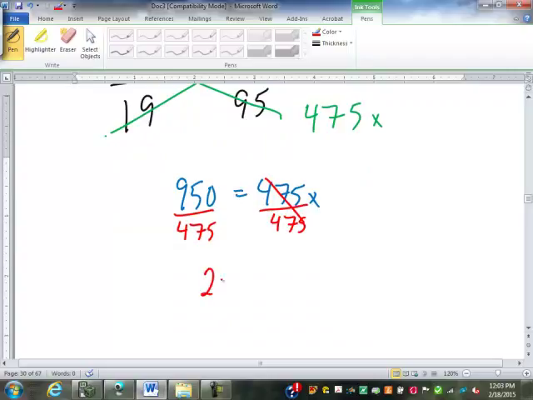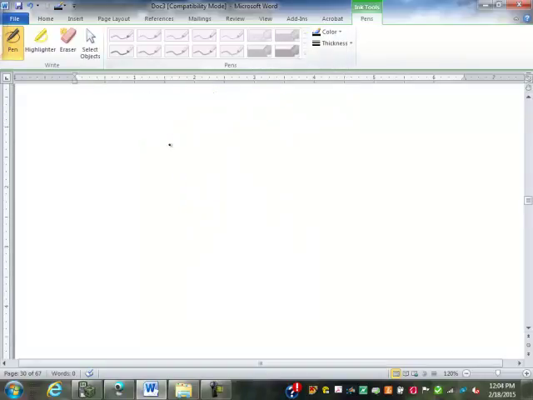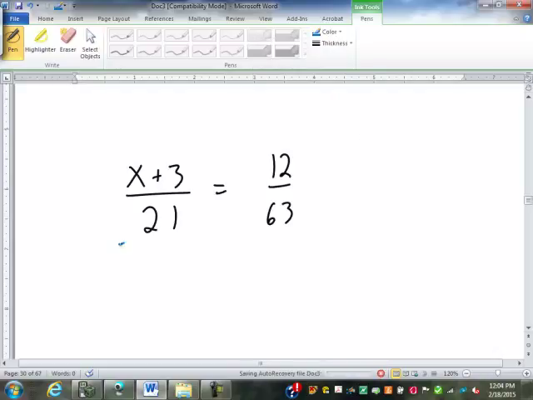So we get 2 equals x. Another proportion we can run into might look like this. X plus 3 over 21 equals 12 over 63. So again, we will cross multiply.